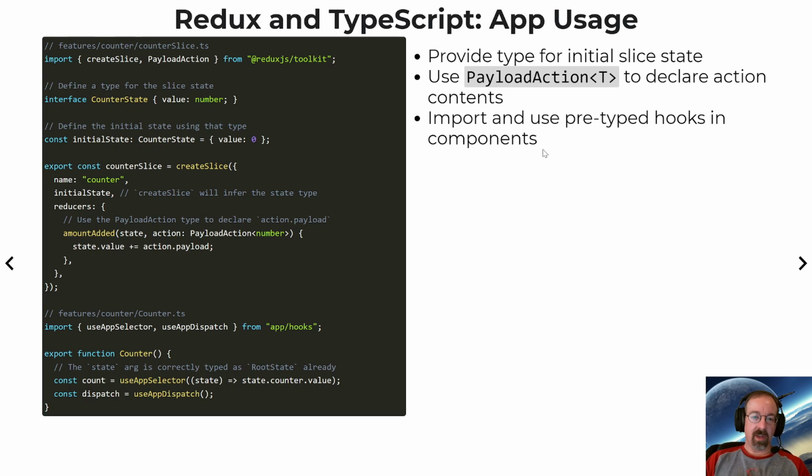In your application, you would write a slice file. You would define a state type for that slice, set up the initial state using that type, pass that to createSlice. And then inside the reducers, you just declare that this is a payload action and give the type of the payload field. From there, RTK will carry those types through so that the action creators have the correct types applied, and you would use those in the components.